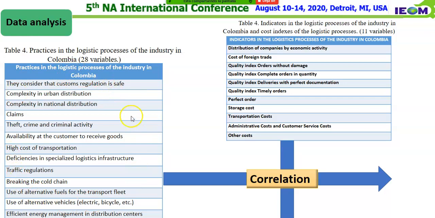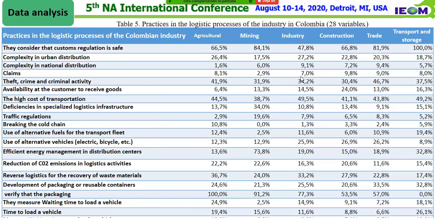These are the two rows of variables. The first row of variables is the practices in the logistics process of the industry in Colombia, with 28 variables. These are analyzed against the other graph, the indicators in the logistics process of the industry in Colombia and the cost index of the logistics processes, with 11 variables. The intention is to know the correlation between this graph and the other graph.